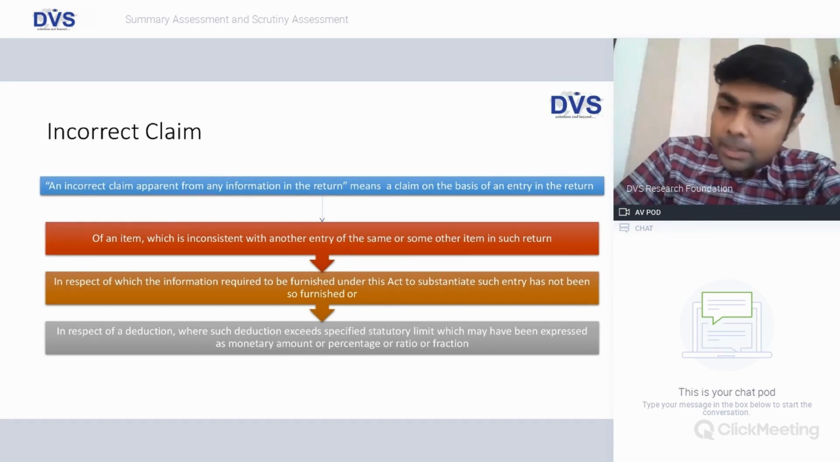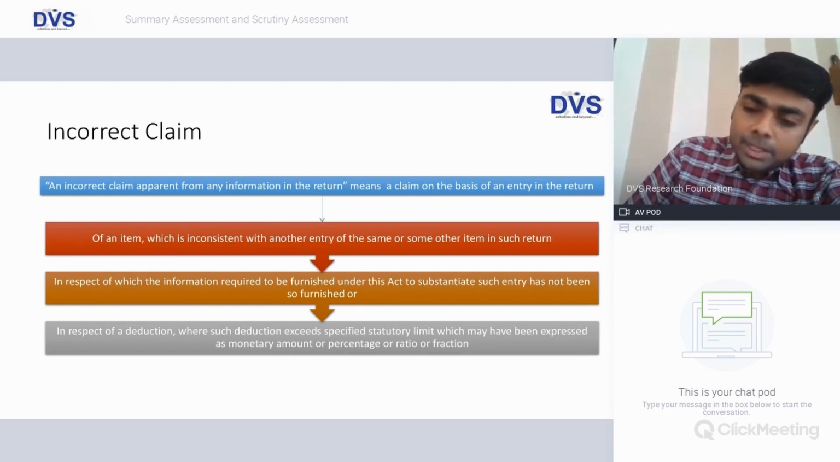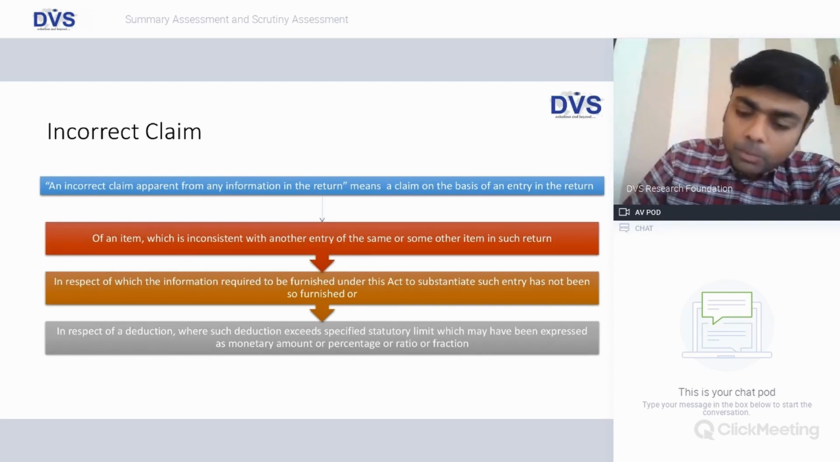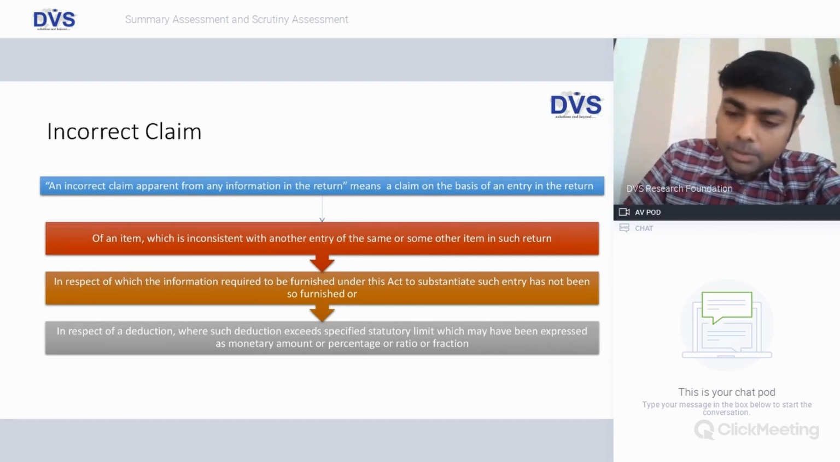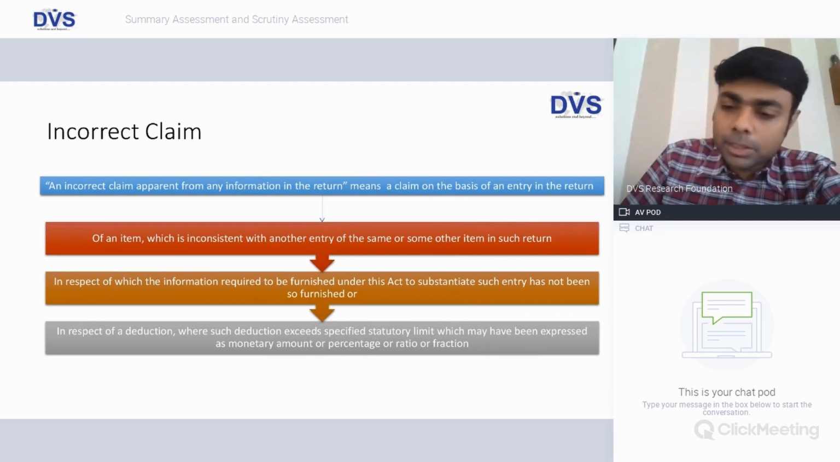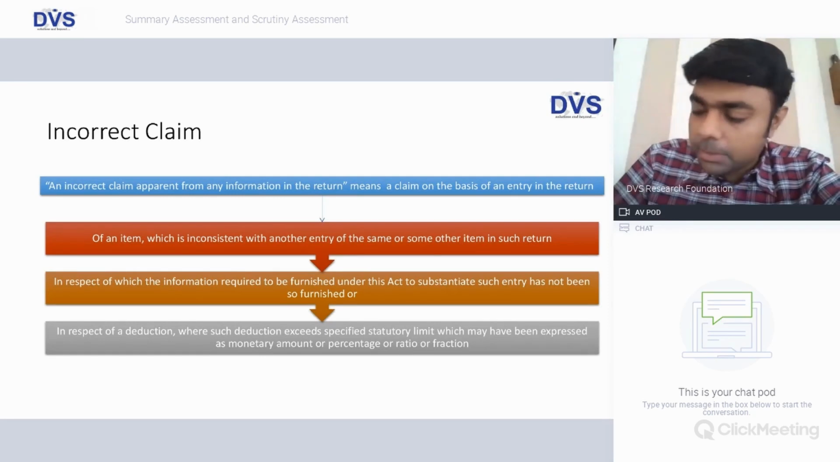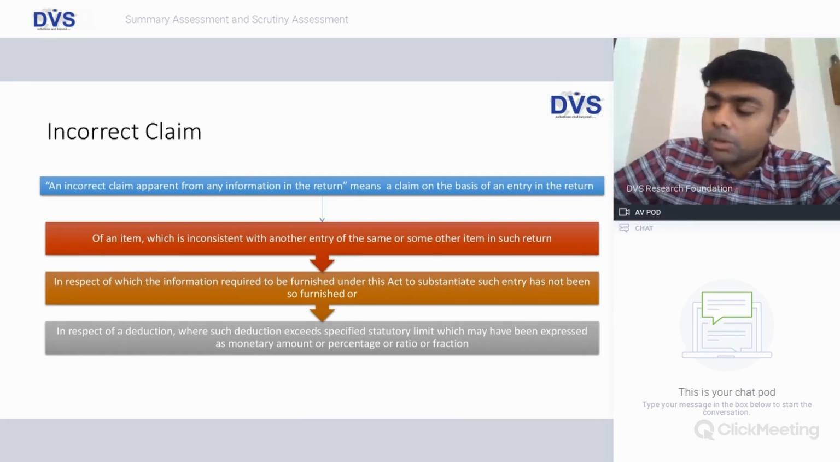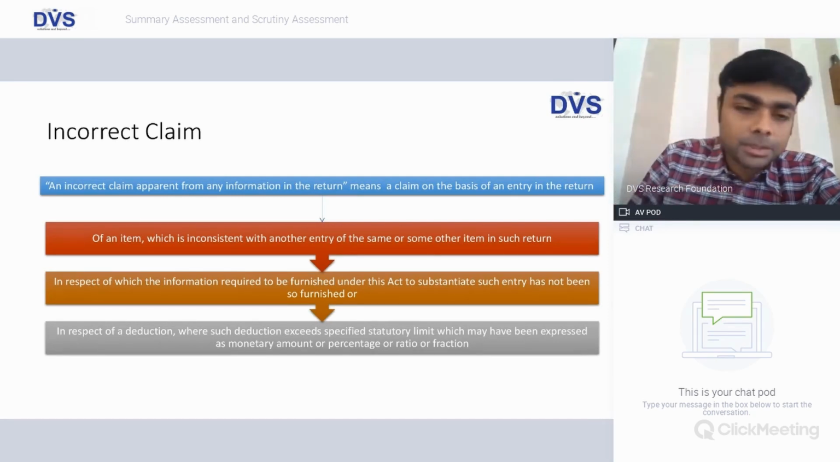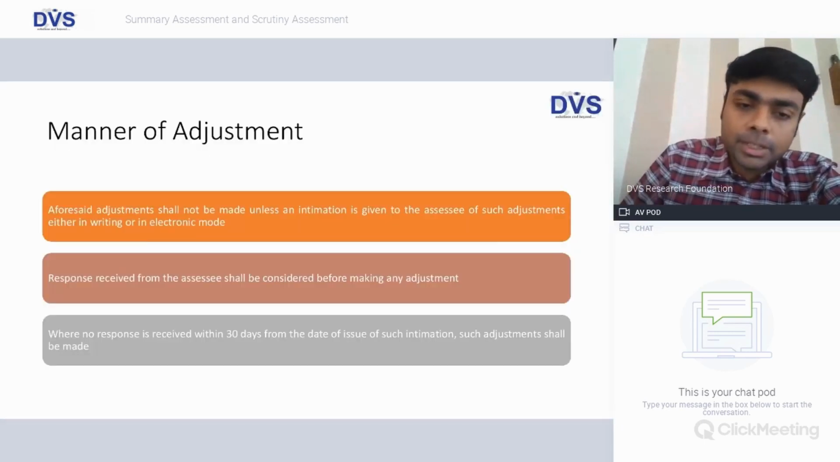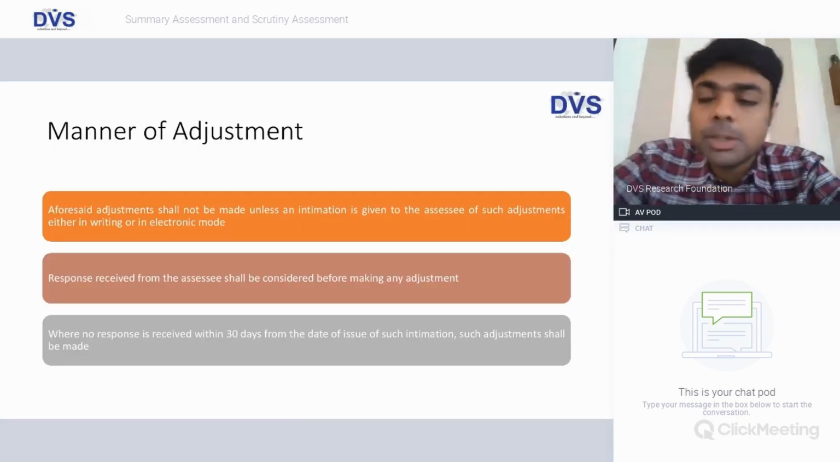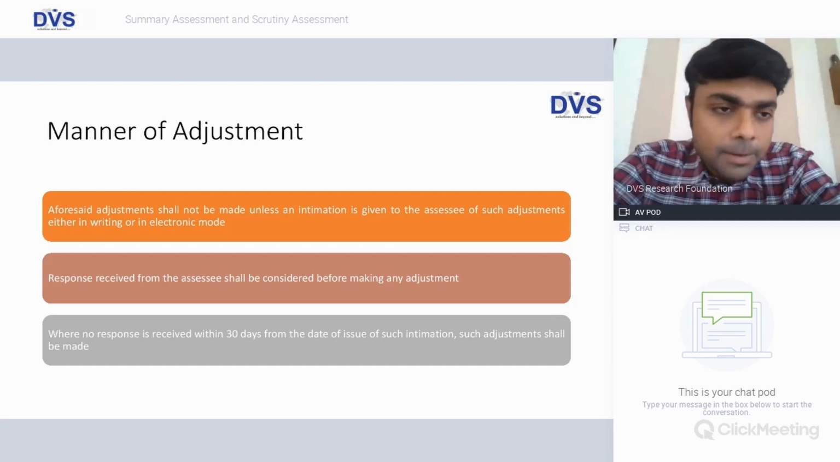But as things stand, friends, with the extent of automation which is happening, most of these provisions are already built into the system itself. So if the threshold is 1.5 lakhs or 2 lakhs for Chapter 6A, you cannot claim more than 2 lakhs under Chapter 6A. So that's how technology is trying to minimize the possibility of these instances.